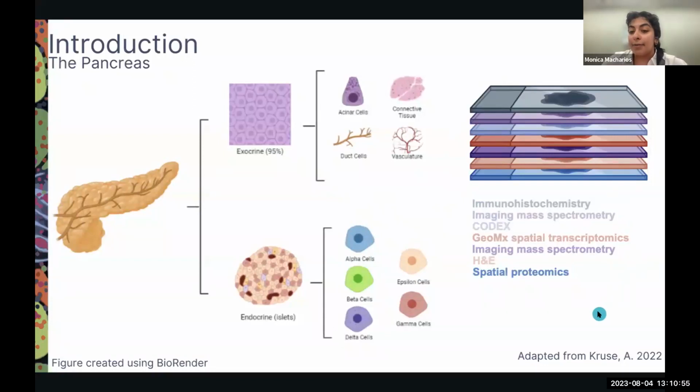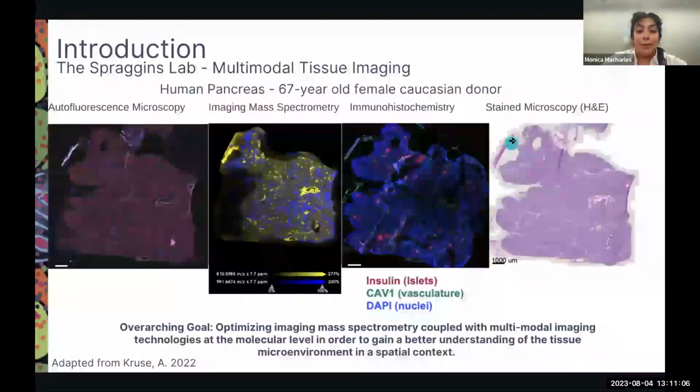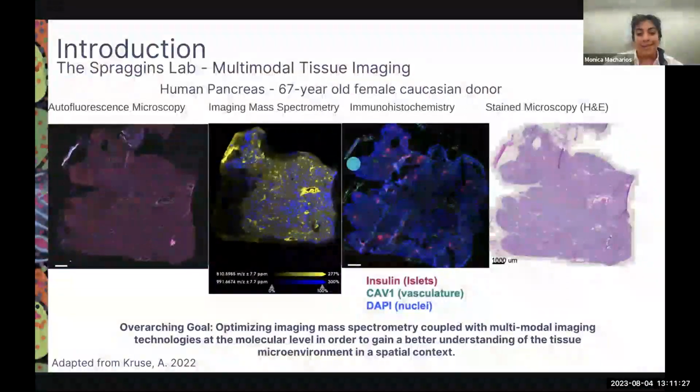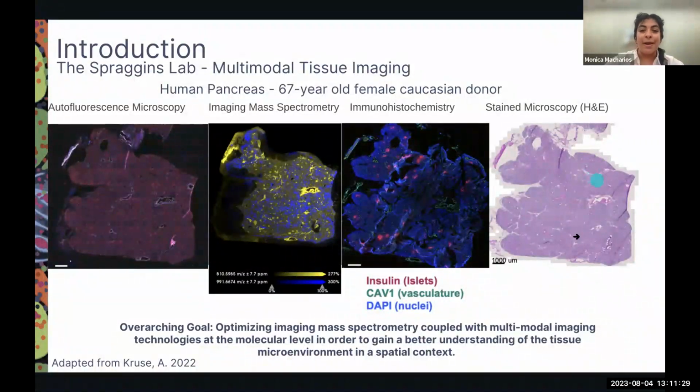And on the right here, I have a figure showing the imaging techniques that the Spraggins Lab uses in collaboration with HuBMAP in order to better understand the pancreas. So the Spraggins Lab uses imaging mass spectrometry along with other multimodal imaging technologies in order to gain a better understanding of the tissue microenvironment, both in a bulk and a spatial context. And here I just have a general workflow that someone might do, which consists of autofluorescence microscopy, imaging mass spectrometry, immunohistochemistry, and stain microscopy. And this is an image of a human pancreas.